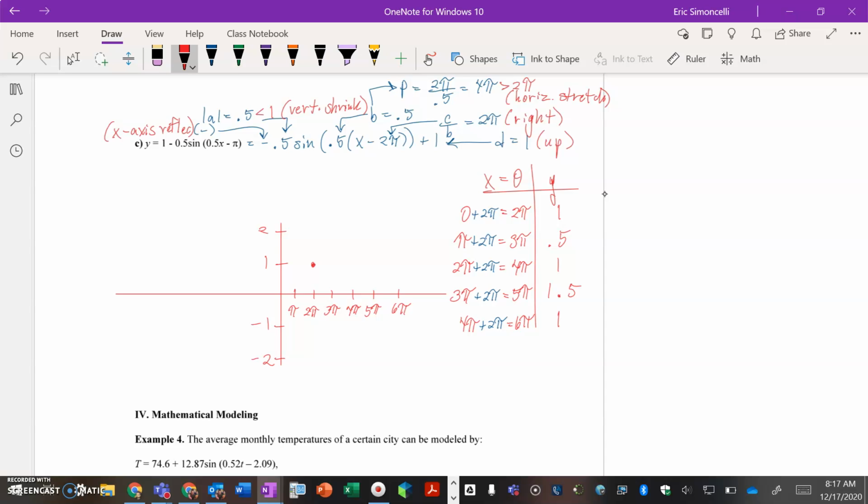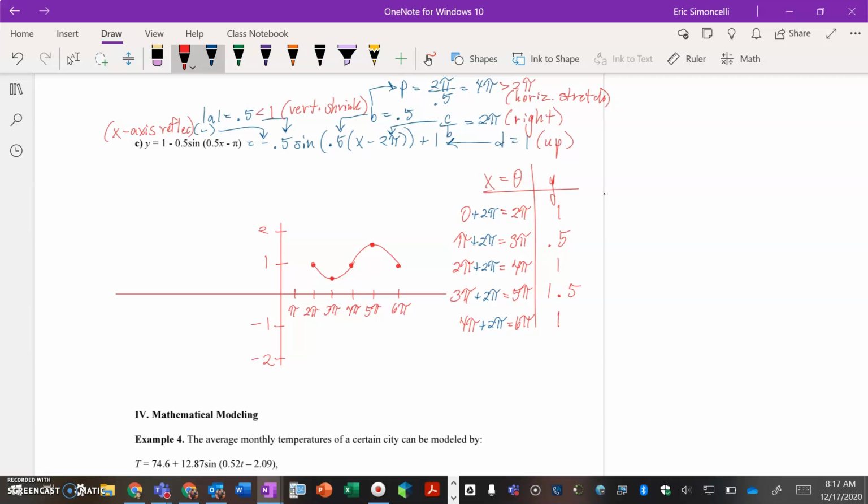3 pi is 0.5. 4 pi is 1. 5 pi is 1.5, so there's why I extended it, as you can see. And then lastly, 6 pi is at 1. Probably don't really need the negative values there below the x-axis, but that's okay. Here's your function taking shape.